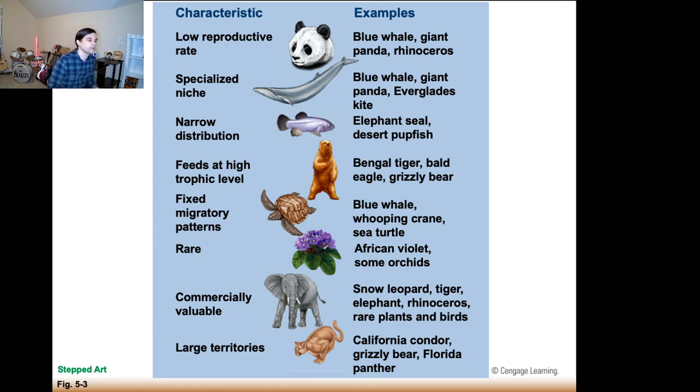And then you have organisms that have fixed migratory patterns, things like sea turtles, whooping cranes, the blue whales. These organisms travel vast distances across the planet, and they go the exact same way every single time. Now, we don't know if this is hardwired in them genetically, or they learn this, or they look at landmarks.